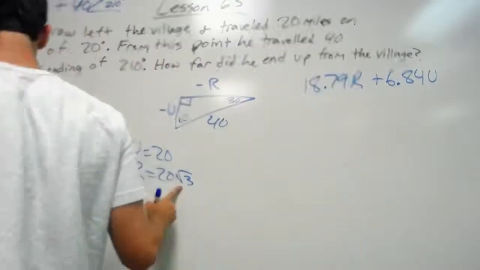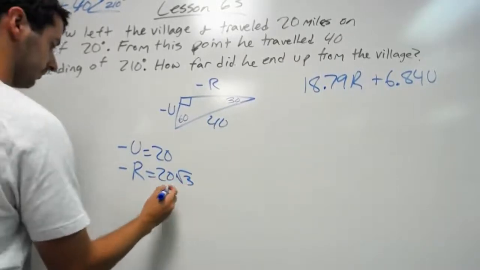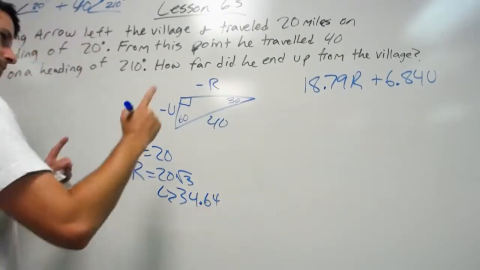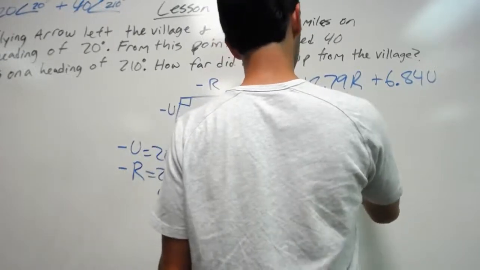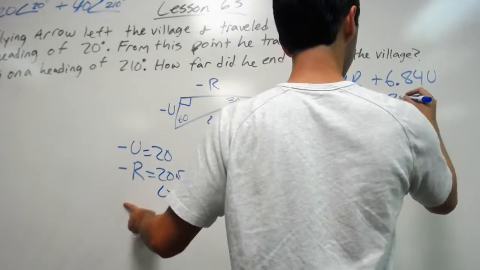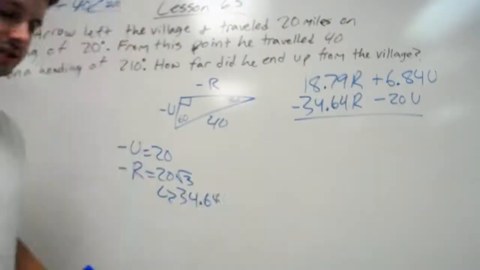I am going to put that in decimal form. I'm going to put that in my calculator. 20 radical 3, 34.64. Put that over here. So negative 34.64r minus 20u. And then we're basically solving top and bottom.